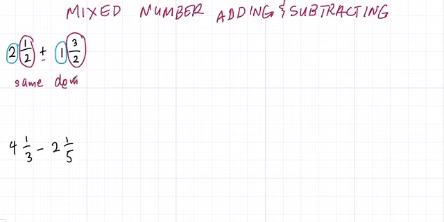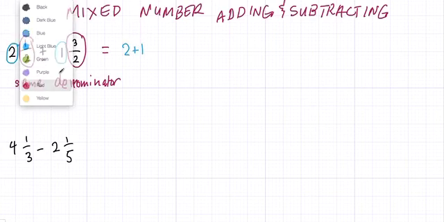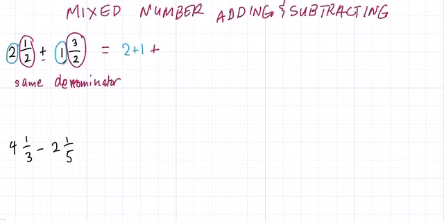Denominator. So let's have a look. We're going to deal with the whole numbers first. I'll do them in blue. So we've got 2 plus 1. That's my whole number part. Plus you can really think of as and. So we've got the whole numbers and we've got a half plus 3 halves, or 3 over 2.